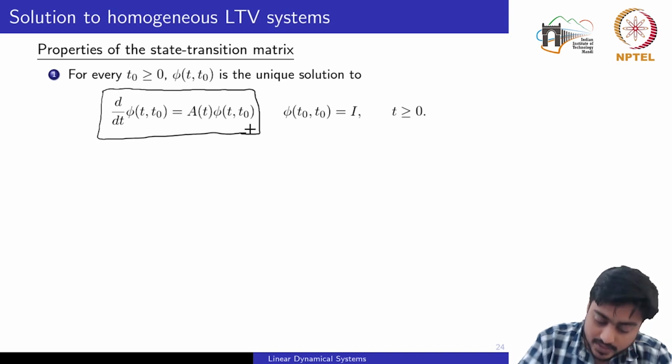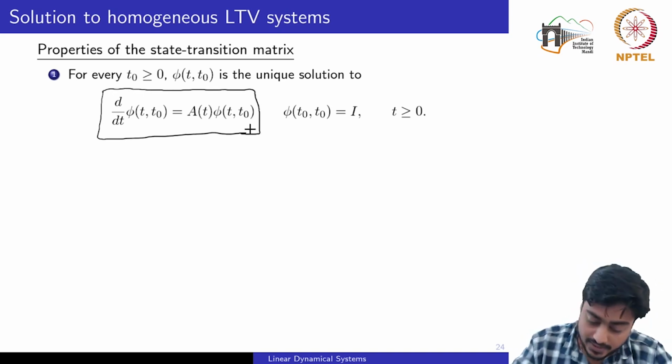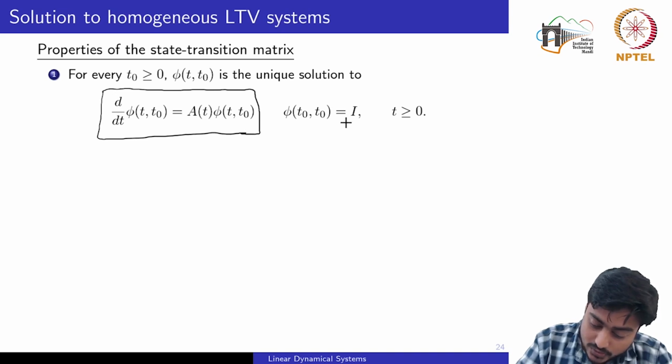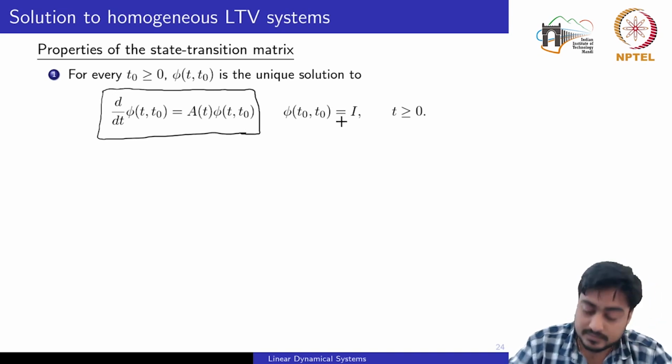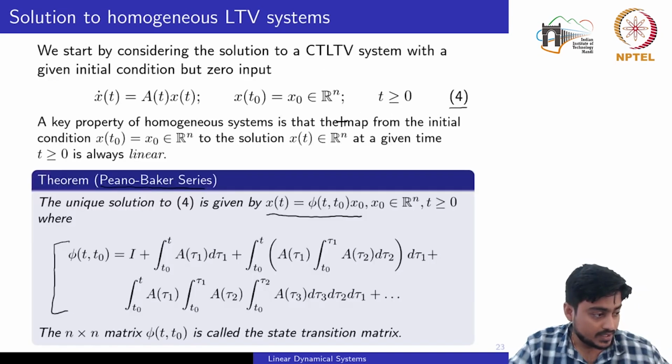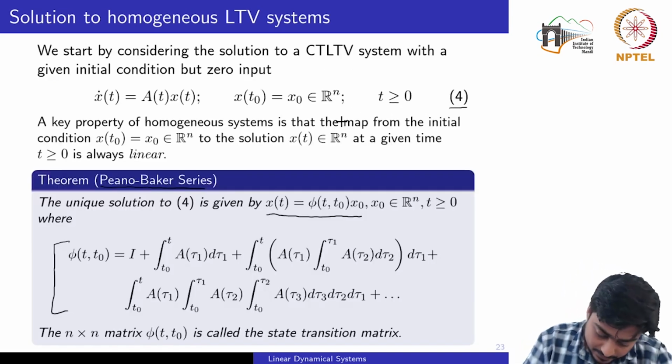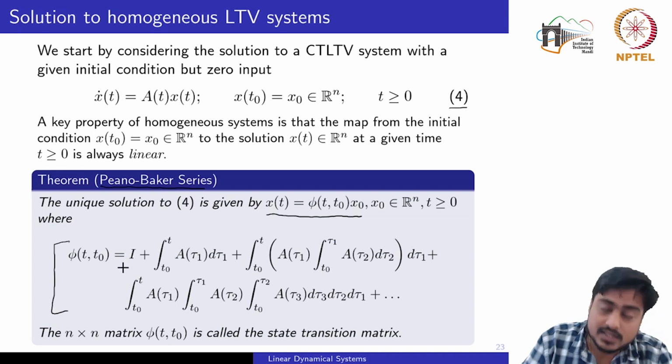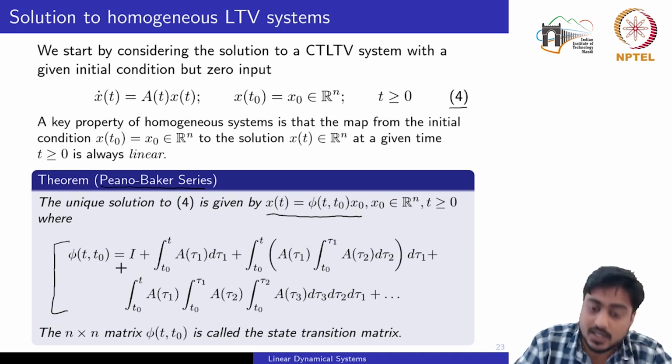This is a very nice property which we would explore later. And phi(t, t0) also satisfies phi(t0, t0) = I. I here is an identity matrix. Just to add to the last slide, here I denotes the identity matrix of the suitable dimension.